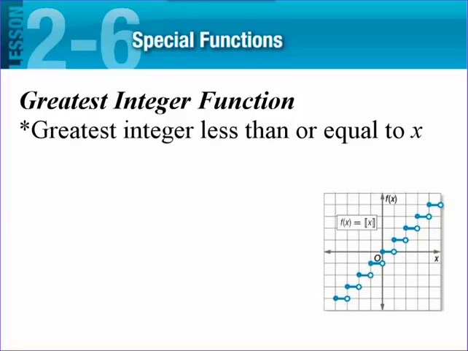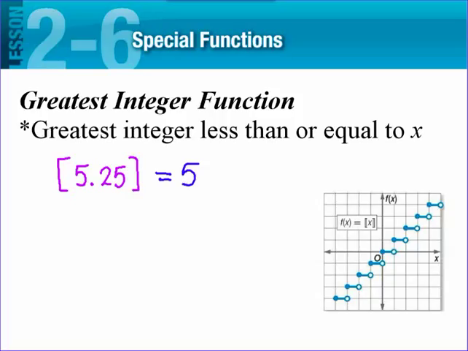The very first thing we're going to talk about is the greatest integer function. That means the greatest integer less than or equal to x, where x is any value. An example would be if I had the number 5.25. What is the greatest integer that is less than 5.25? 5. 5, good.